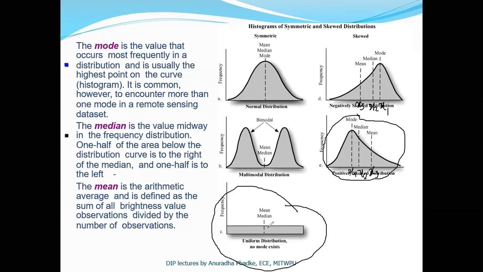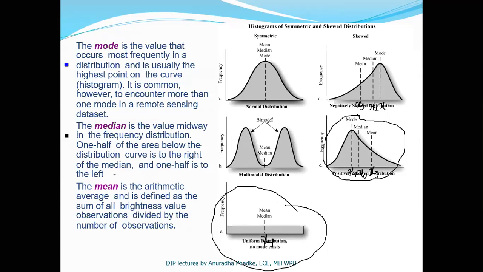Again, for uniform distribution, your mean, median, mode will appear at the same gray value, say x1, because of the symmetry of the curve. Of course, there is nothing like a mode, because every gray value is occurring with the same frequency. Okay. So mean, mode, and median, all of them are the same at say x1.